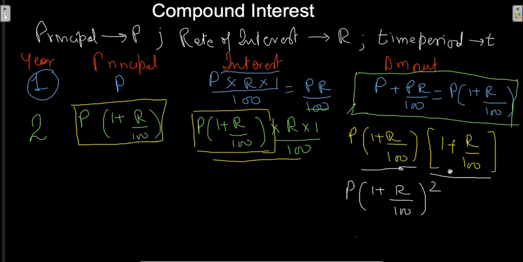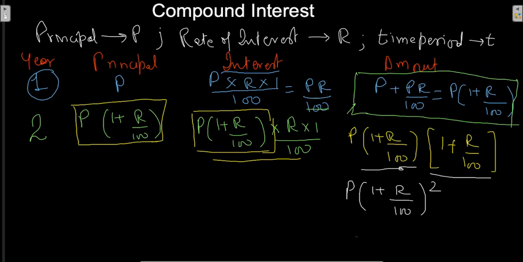So if you look at this, when the time period was 1 year, in the same expression, the power of 1 plus R over 100 was 1. When the time period is 2 years, the power becomes 2. I guess you can see a pattern in it, right? But we'll still do it for one more year and then see whether the pattern continues or not.